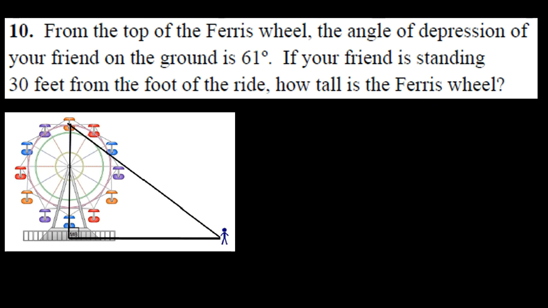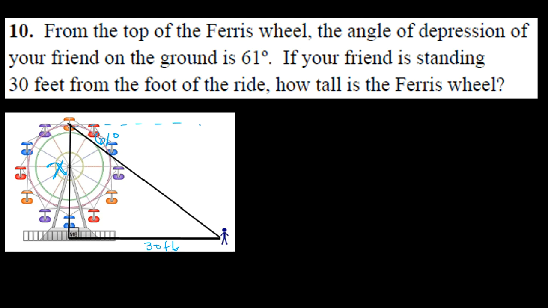Number 10, from the top of the Ferris wheel, the angle of depression of your friend on the ground is 61 degrees. If your friend is standing 30 feet from the foot of the ride, so from here to here is 30 feet. How tall is the Ferris wheel? So we're looking for how tall.